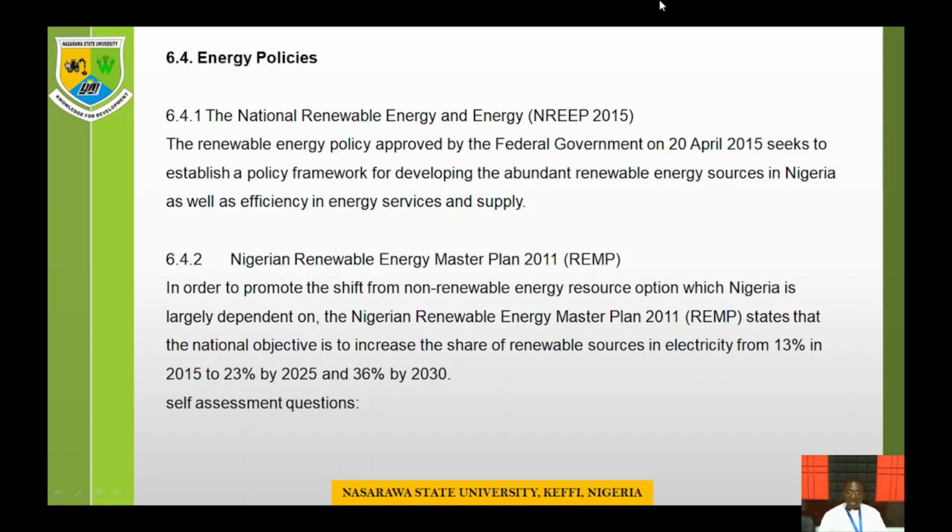It's a good thing that today Nigeria is a major player in the lithium world and other green options. We hope that this master plan is being vigorously pursued.